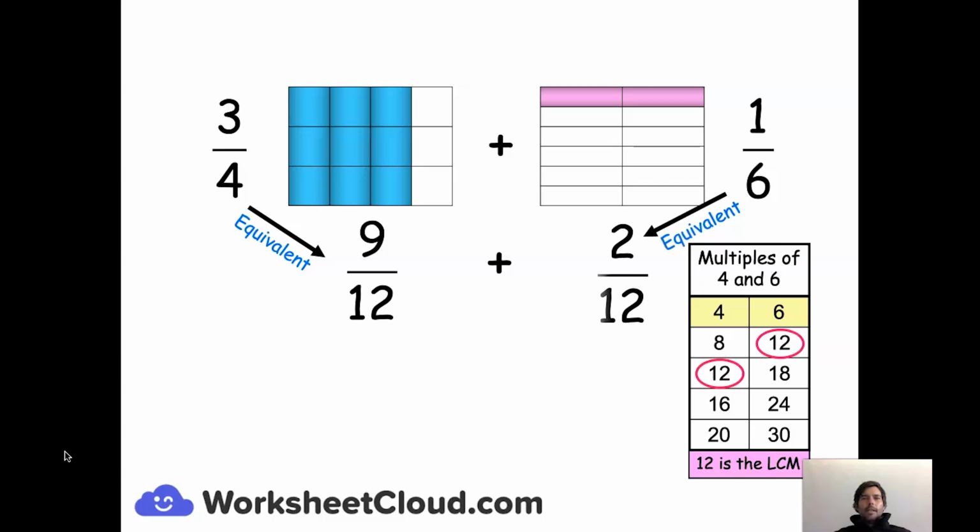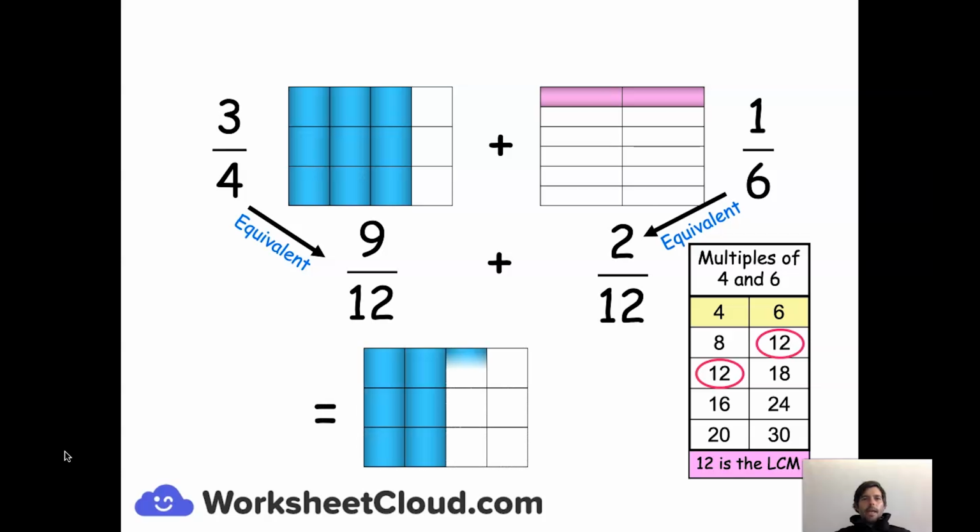I know that 6 times 2 is 12. I do the same to the numerator. 1 times 2 is 2. Now my denominators are the same. I simply add the numerators, keep the same denominator, and my final answer is 11 over 12.